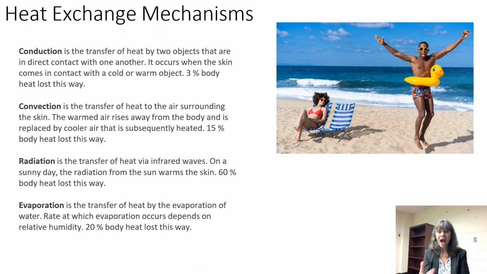In terms of how heat can be exchanged, conduction is how heat can be transferred by two objects that are in direct contact with one another. This is only about 3% of our body heat that is lost. Convection is the movement of air surrounding the skin. So the warmed air from our body will rise away, and then anything that blows by it can remove that heat and move it away. About 15% of our body heat is lost that way.